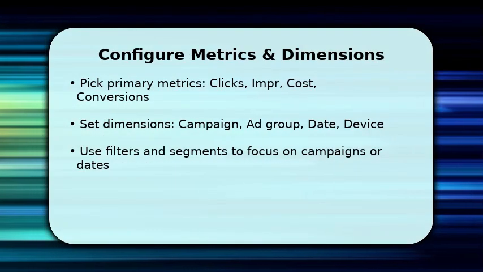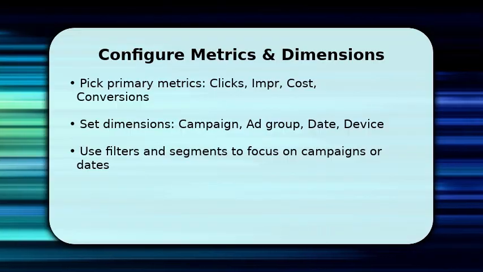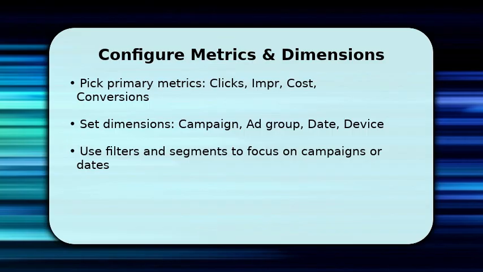Pick primary metrics like clicks, impressions, cost, and conversions so you cover performance and spend. Then add dimensions such as campaign, ad group, date, and device to break data down meaningfully. Use the chart's data panel to replace defaults and set aggregation types. For cost, use SUM. For CTR, use a calculated field.